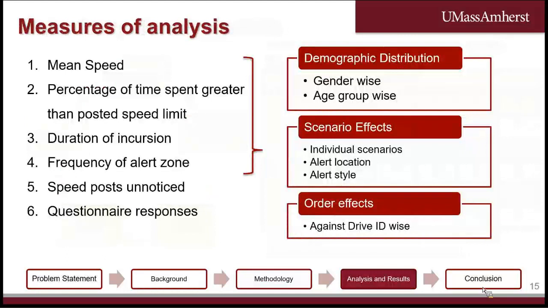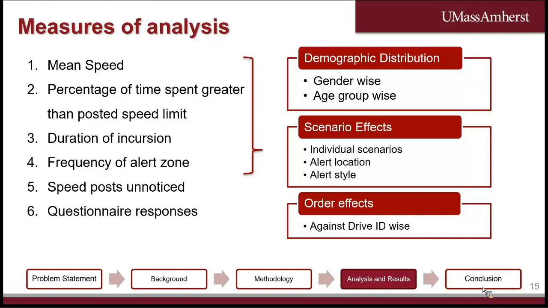Next, once the whole data was collected for all the 27 participants, analysis was performed on these six measures. The first one being mean speed, and the second one is the percentage of time spent greater than the posted speed limit, a duration of incursion or an event.